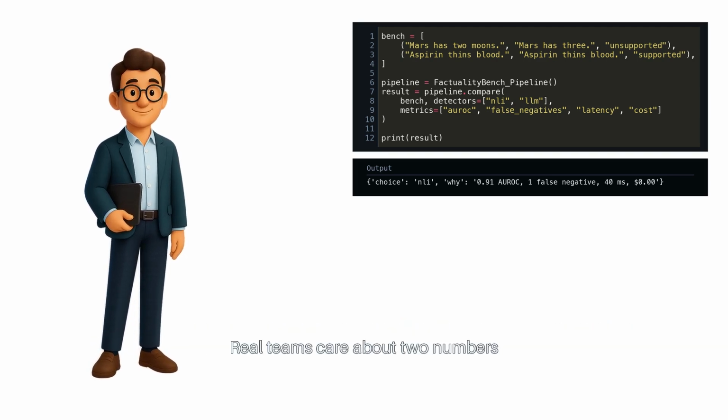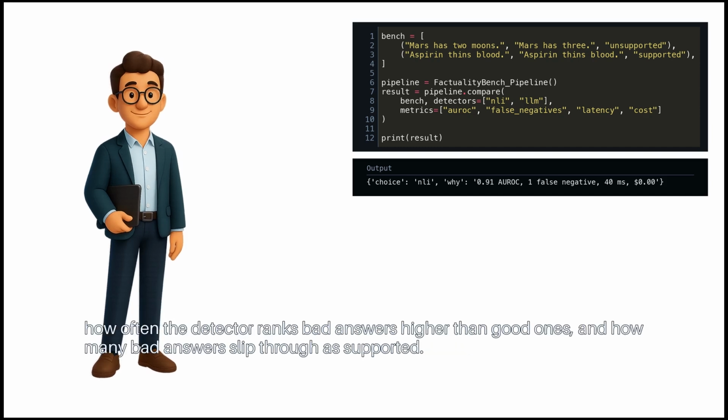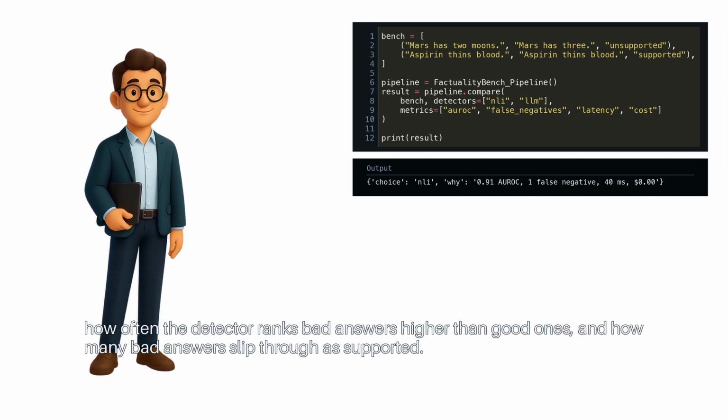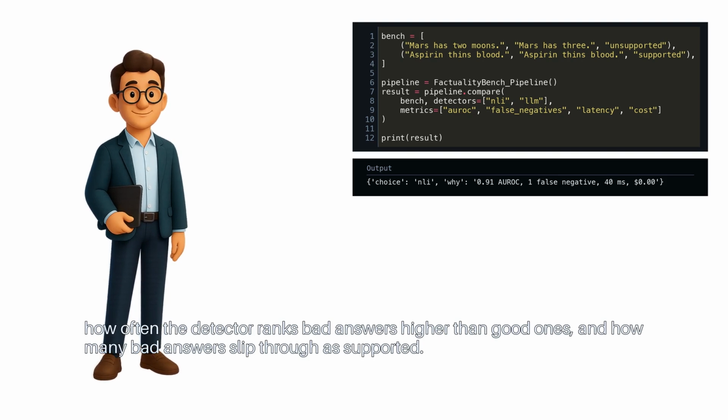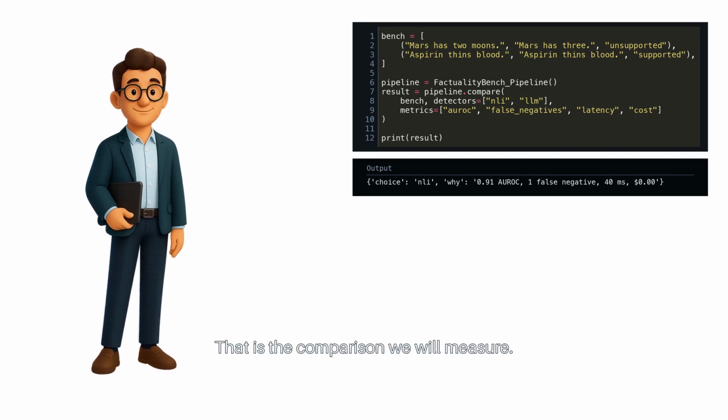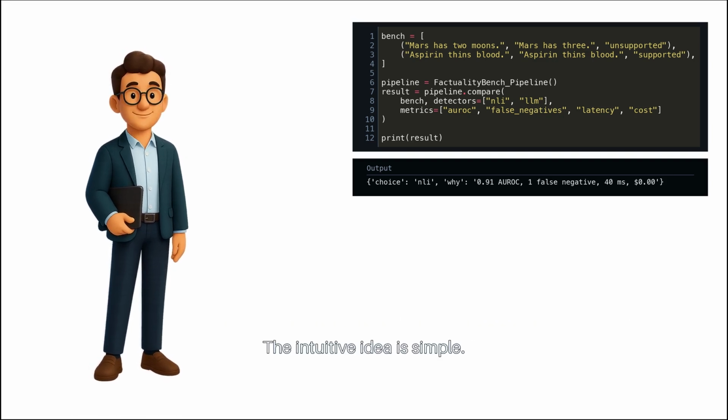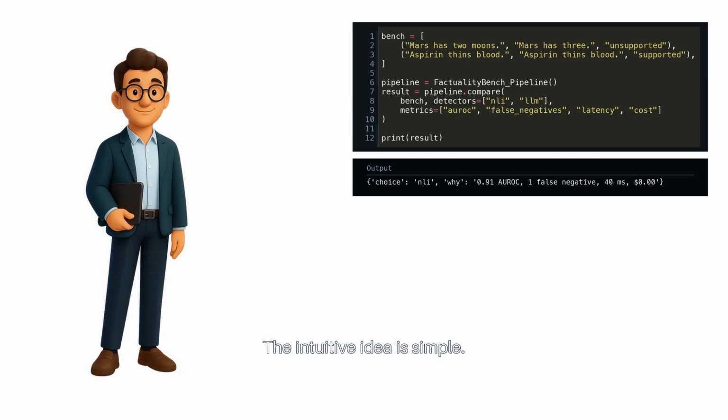Real teams care about two numbers: how often the detector ranks bad answers higher than good ones, and how many bad answers slip through as supported. That is the comparison we will measure. The intuitive idea is simple.